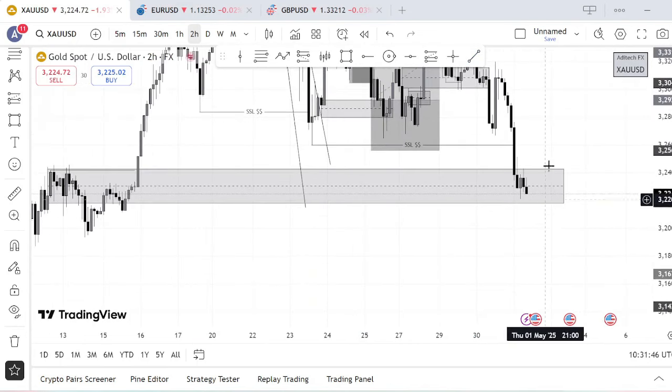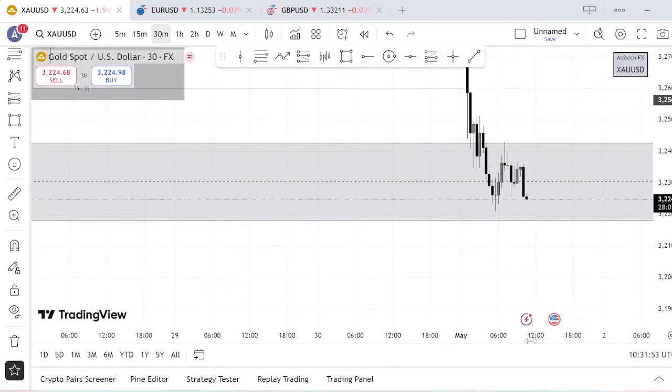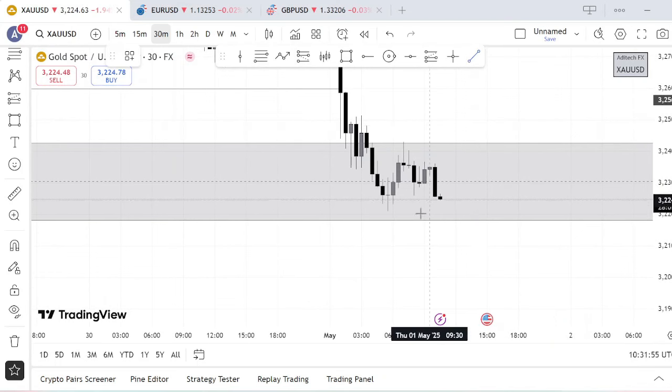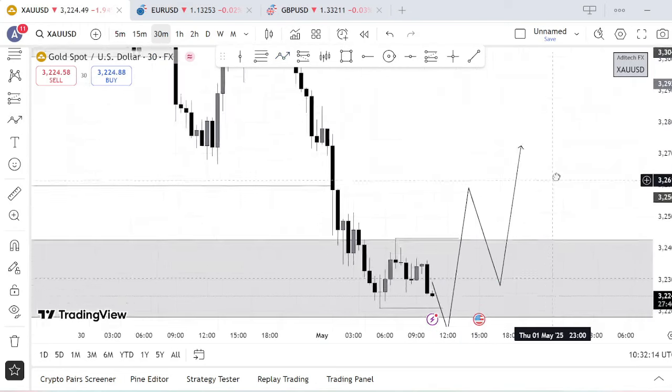So the confirmation I will be waiting for right here is for price to give me the market structure shift again, right? Now price has given us an eye right here, so I'm expecting price to sweep this low again and doing what, shifting structure right here. So all I'm waiting for is price to do something like this, then I can look for a buy opportunity.